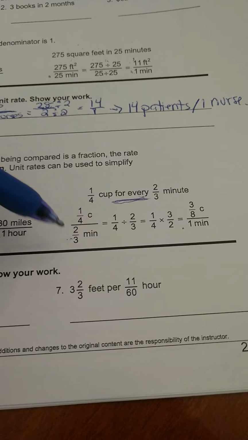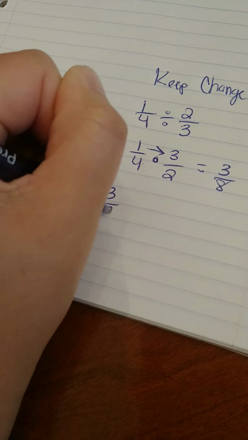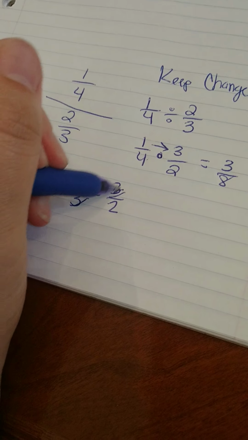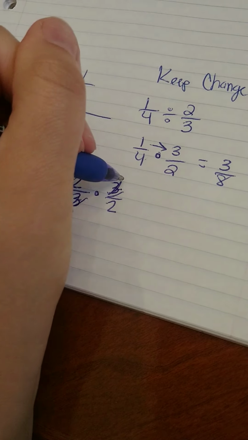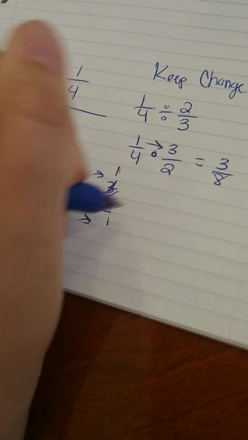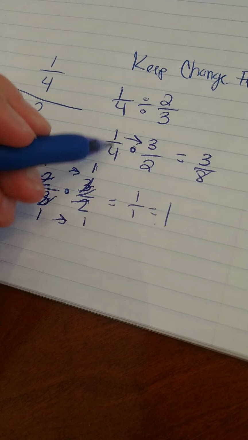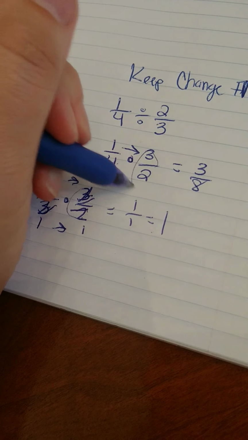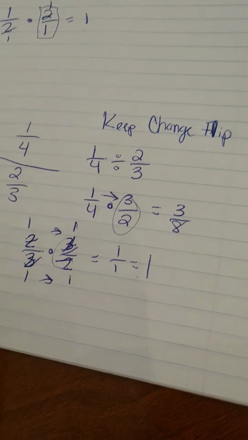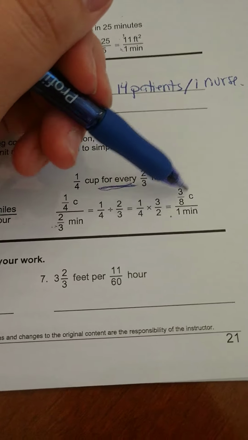Again, we multiply by 3/2 because if we want to make this denominator 1, we have 2/3 multiplied by 3/2. If we cross cancel, 3 goes into 3 one time, 2 goes into 2 one time, and if we multiply straight across, we get 1/1, which is 1. So that's our denominator of 1. That's why we multiply 1/4 by 3/2, also known as keep, change, flip, for a shortcut. So that's how they get 3/8 cup per 1 minute.